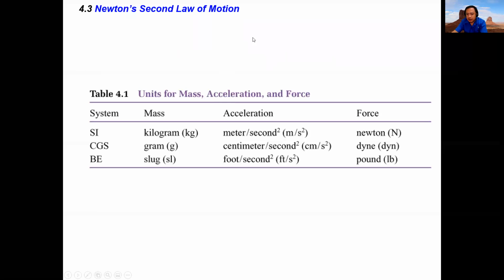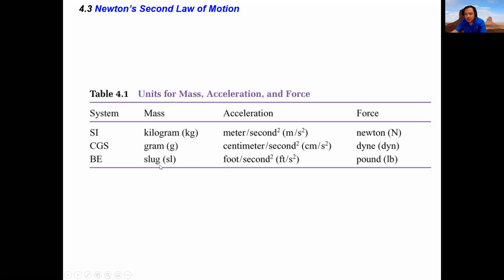And these are the other units. In the SI system, take note, we have kilogram for the mass and meter per second squared for the acceleration, so the force is Newton. For the CGS or centimeter-gram-second system, the mass is gram and the acceleration is centimeter per second squared, and the force is dyne.